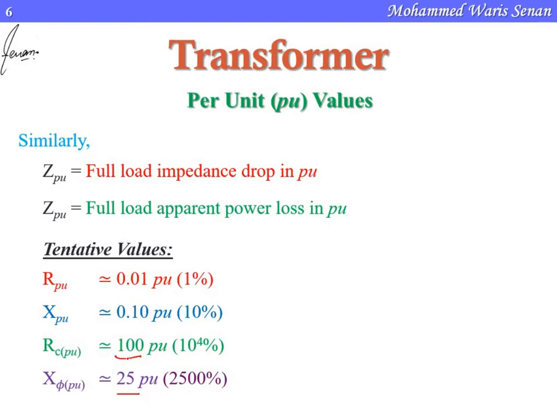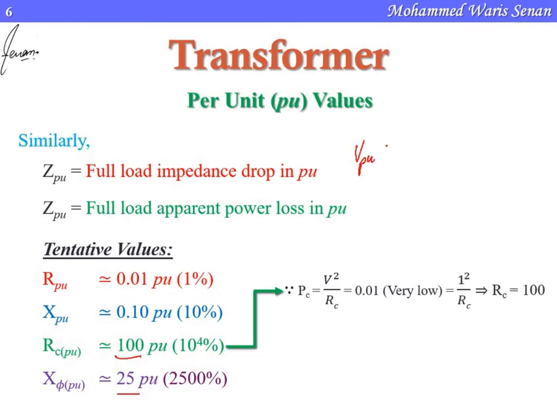Okay. So for that, let us first understand why this RC is high in per unit value. Core loss is equal to V square upon RC, and V is constant for a transformer. That is, it is around rated value. So for rated value, the per unit value is 1. How it is 1? Let us check it out. For example, we need to write the value of voltage in per unit, and the voltage is rated value.